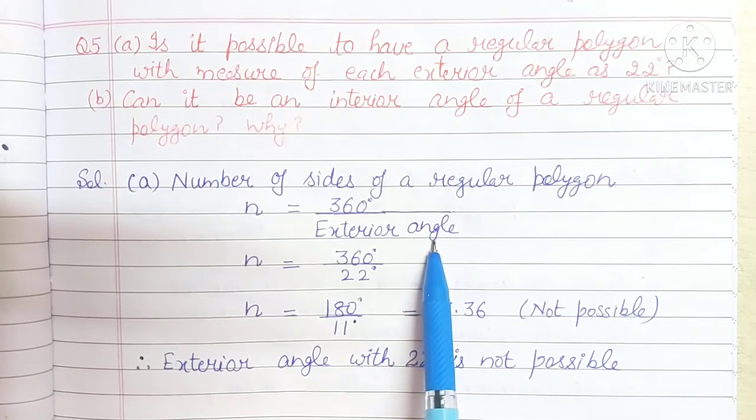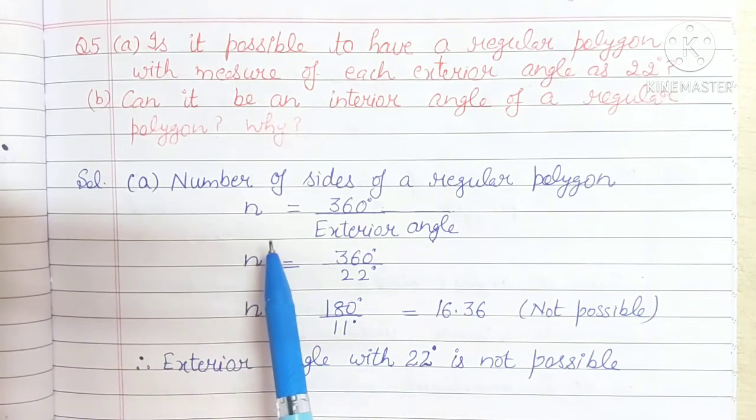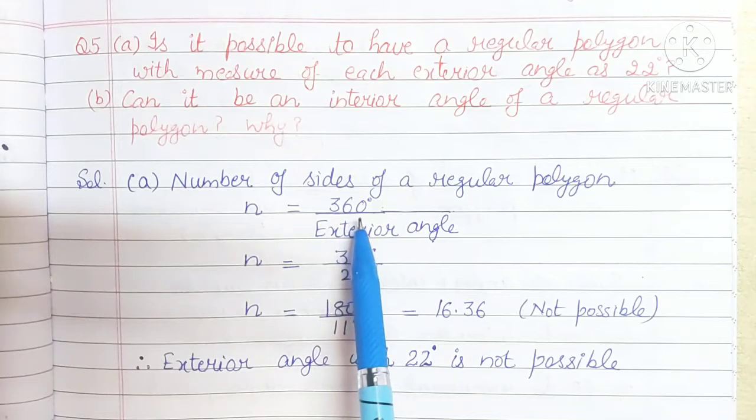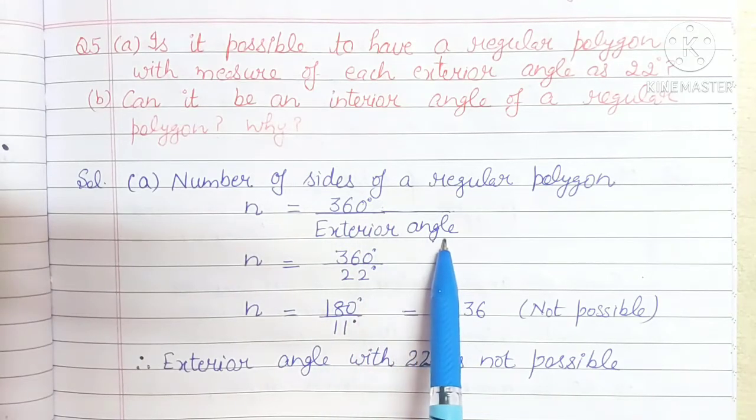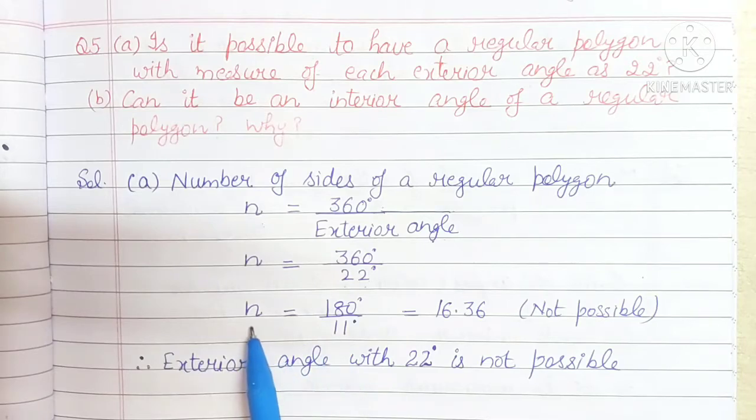So students, observe it carefully. When we want to find the exterior angle, we divide the sum of exterior angles by the number of sides, and if we want to find the number of sides, we divide 360 degrees by each exterior angle. Here we are assuming the exterior angle is 22, so I'll divide 360 by 22. When I simplify it, the value of n is a decimal. So that is not possible. Why? Because n is the number of sides of a polygon, and the number of sides of a polygon cannot be a decimal. It means an exterior angle of 22 degrees is not possible.